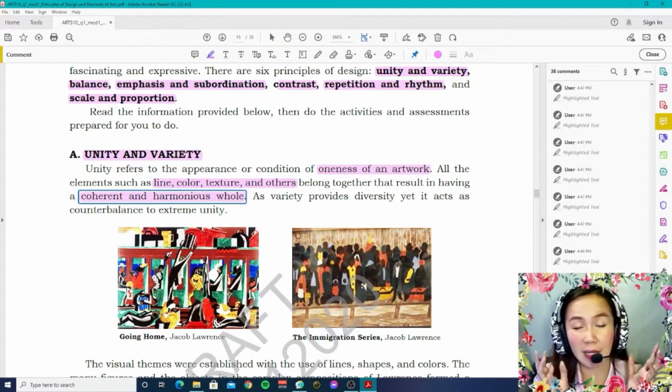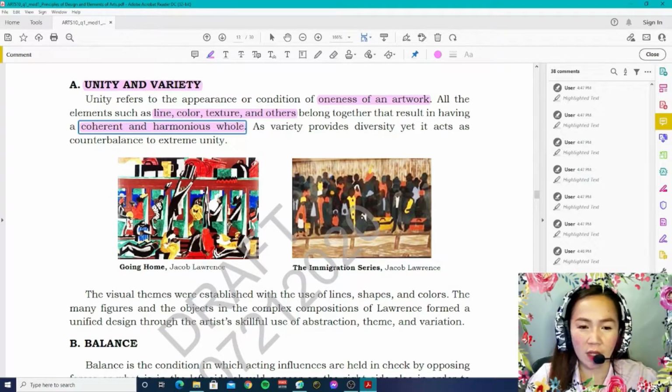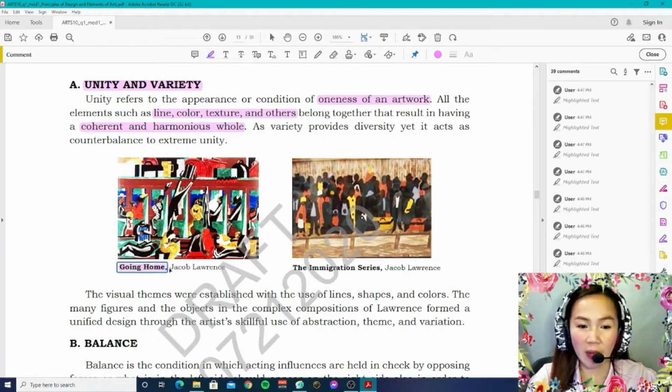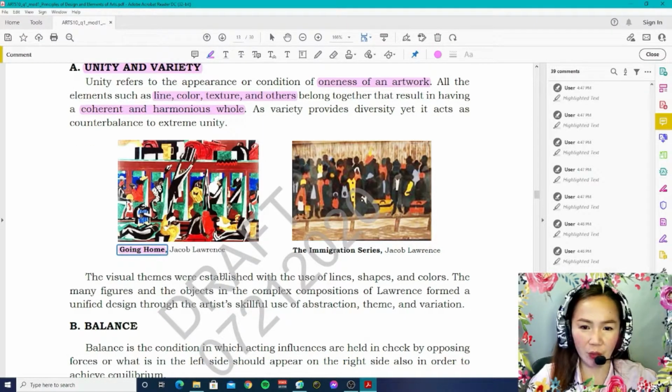Hindi siya magulo pa rin tingnan kahit ang dami ng elements of art na isinama mo dun sa isang painting. Maayos pa rin siyang tingnan. Now, tingnan natin itong sample na ito. Going Home by Jacob Lawrence. Tingnan nyo yung picture. Okay.